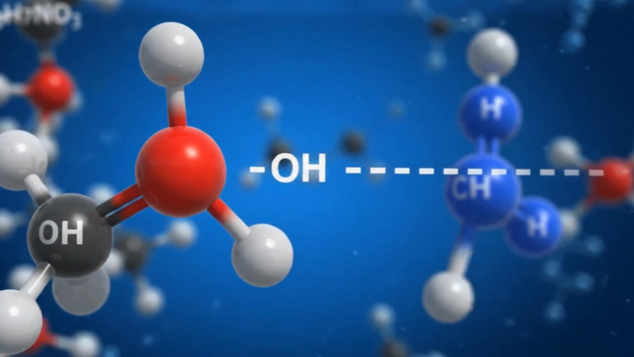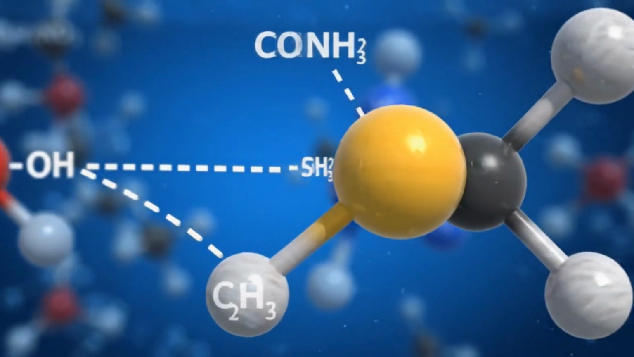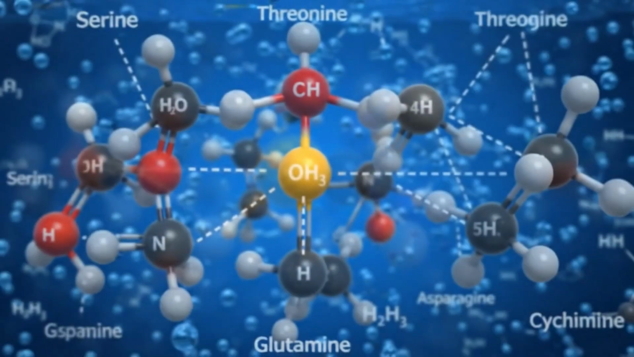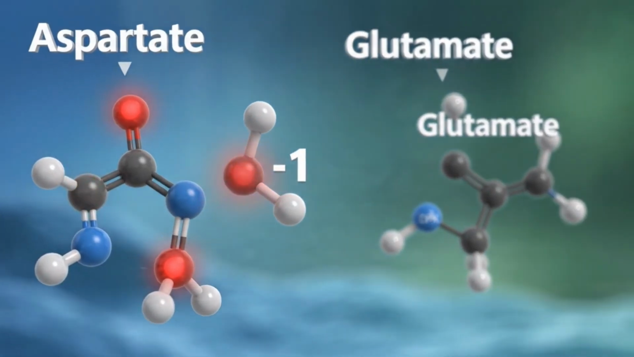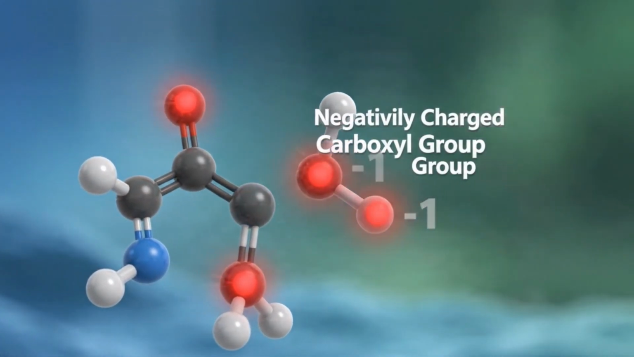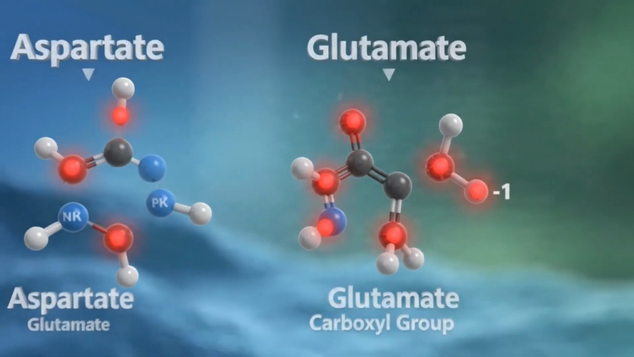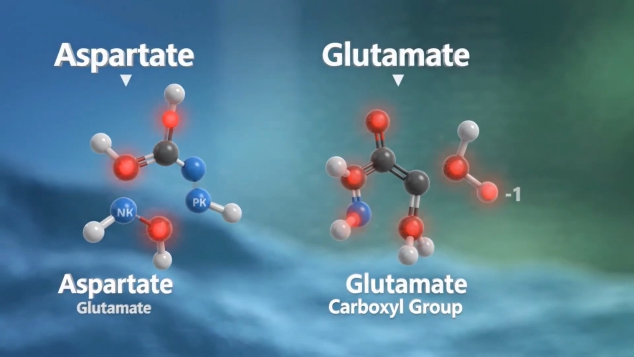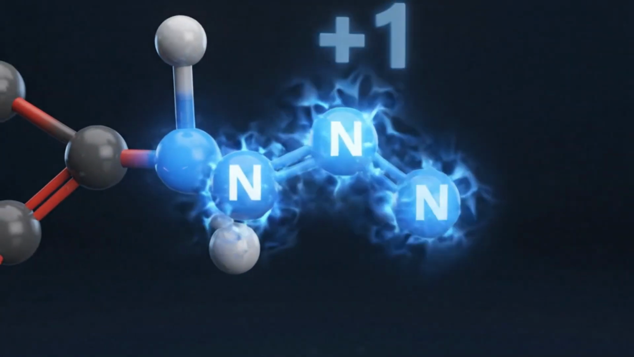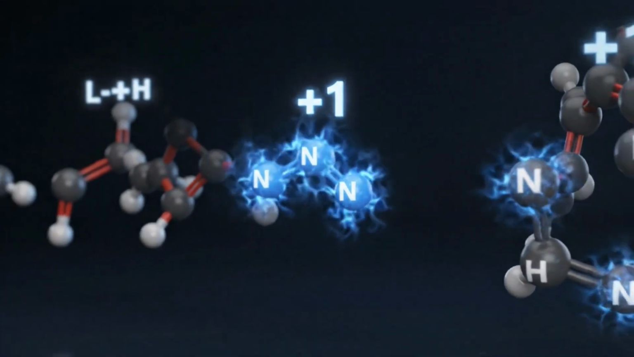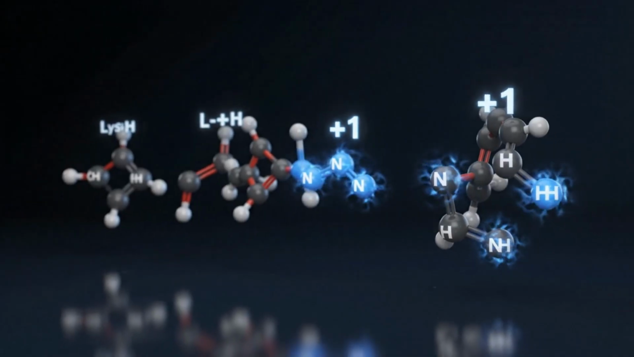Polar amino acids interact favorably with water through hydrogen bonding and other polar interactions. Aspartate and glutamate are acidic amino acids with negatively charged side chains at physiological pH. Lysine, arginine, and histidine are basic amino acids containing proton-accepting nitrogen groups.